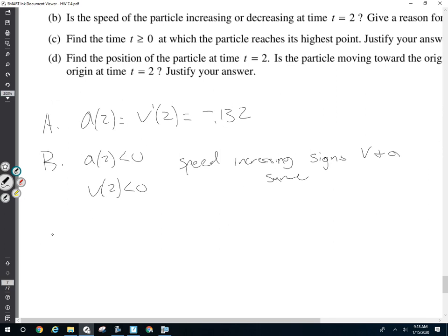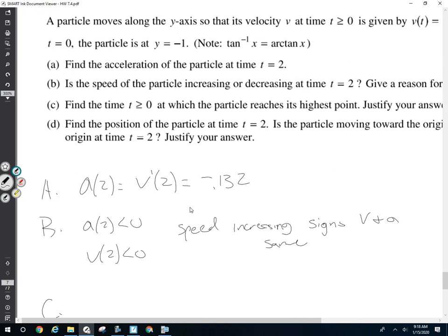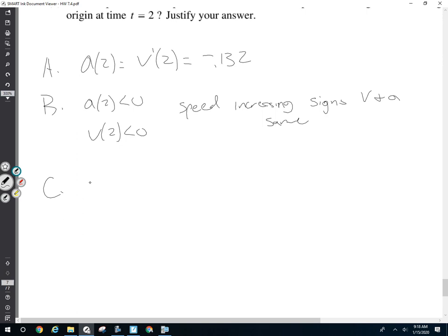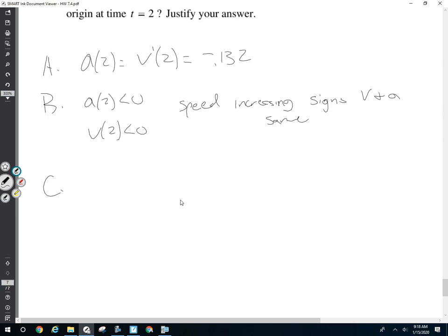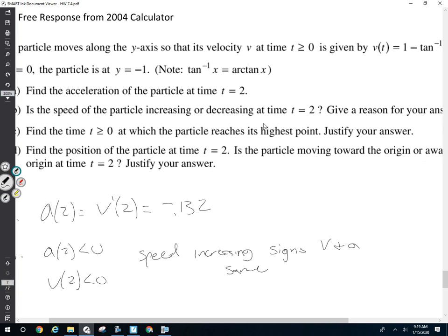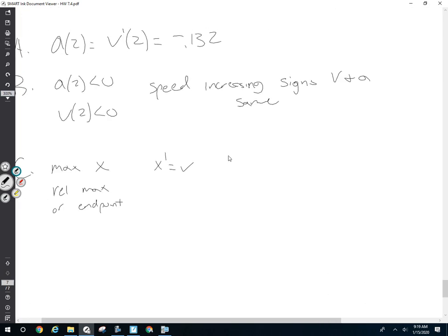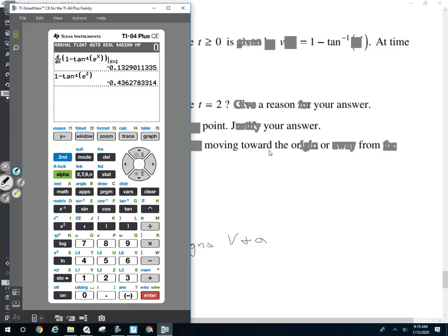Part C. Find the time at which the particle reaches its highest point. Justify your answer. Highest point. Oh, so notice we're moving along the y-axis, so we're going up and down. So that's important. Highest point would be a max x. Max x will occur when x prime, which equals v, changes sign from positive to negative. So at a relative max or an endpoint. I assume that we're just going to change signs once because they didn't give us an end location.